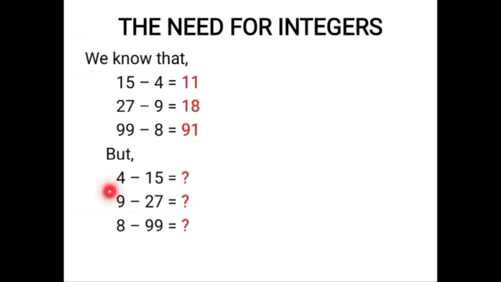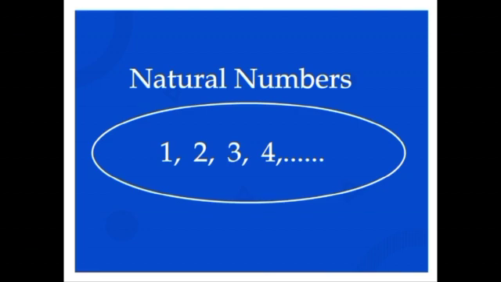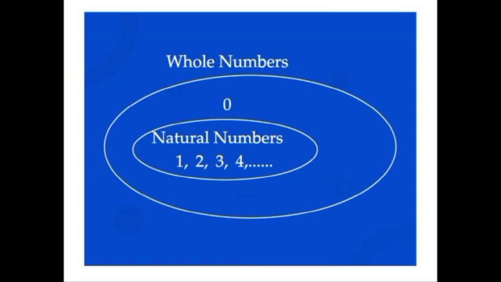But we have no whole numbers to represent 4 minus 15, 9 minus 27, 8 minus 99. So there is a need to extend our number system so that we have numbers to represent such differences. We know that 1, 2, 3, 4, the counting numbers, are natural numbers. If we add 0 to natural numbers, then the system is known as whole numbers.